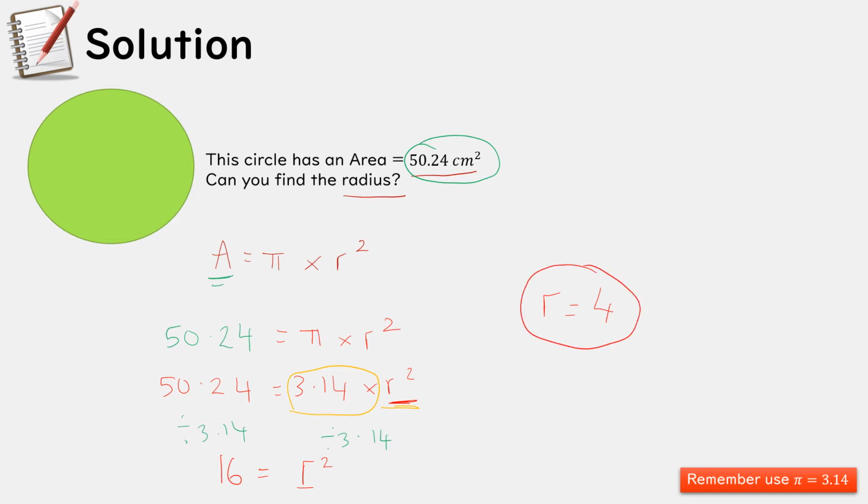So just looking at what we did, we wrote down the formula, we plugged in the bits we knew, so we knew the area, and then we had to divide by pi on both sides to leave us with what the radius was. Have a go at this on the next question.